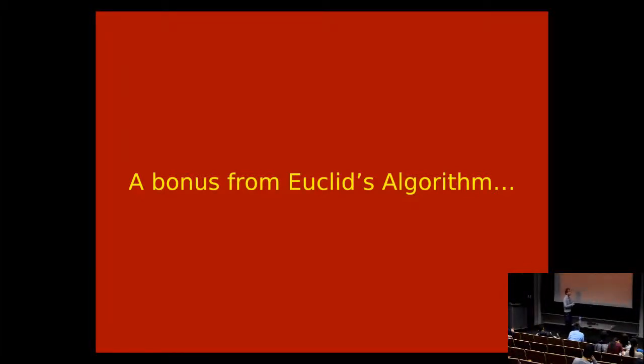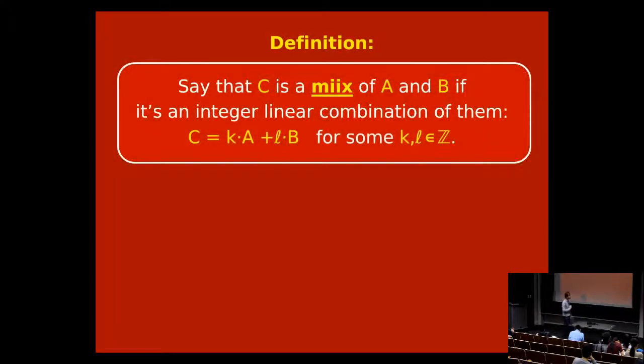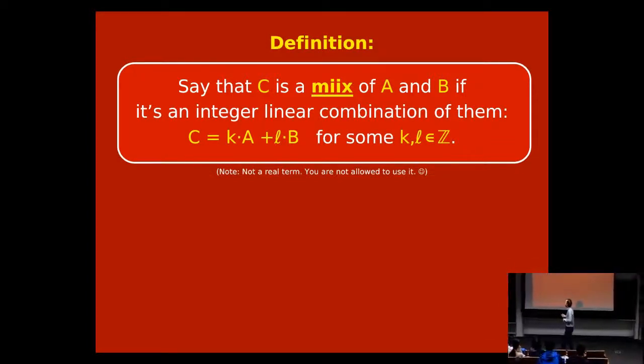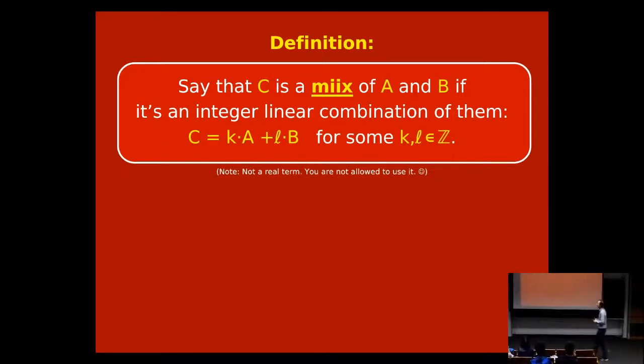OK, I'm going to spend 5 more minutes on the GCD, partly because it's such an awesome problem, but also to illustrate a little bonus that comes out of Euclid's algorithm, which you may not have noticed. OK, I invented this weird definition for the purposes of this class, which, by the way, is not a real term, so you cannot use it yourself, not even on the homework, but I get to use it in this lecture. So let's say you have 3 numbers C, A, and B. I'll say that C is a mix of A and B, and this extra I stands for integer. So it's like an integer mix, an integer linear combination of them.